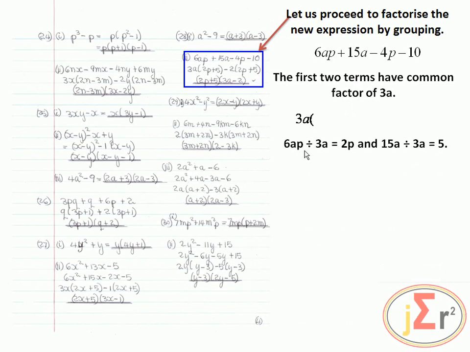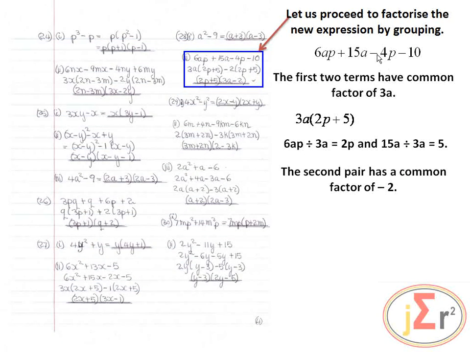So 6ap divided by 3a is equal to 2p, and 15a divided by 3a is equal to 5. On the other occasion, what do we do here? Take a common factor that has the same sign as the sign that begins the second pair. So the second pair has a common factor of -2.